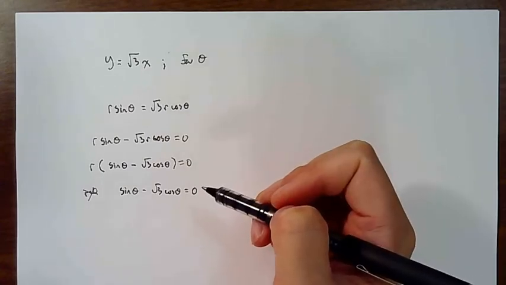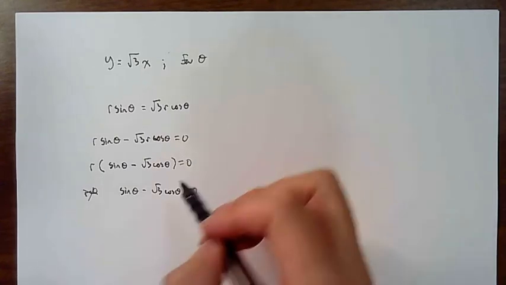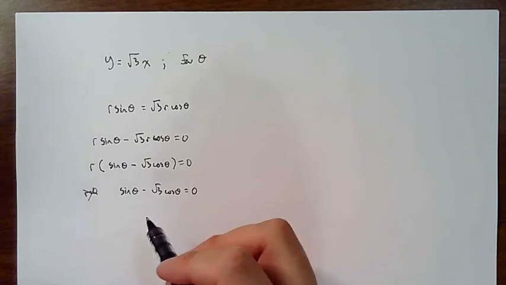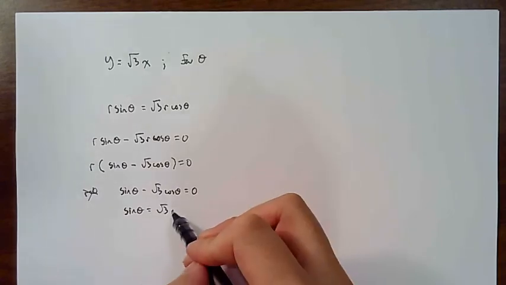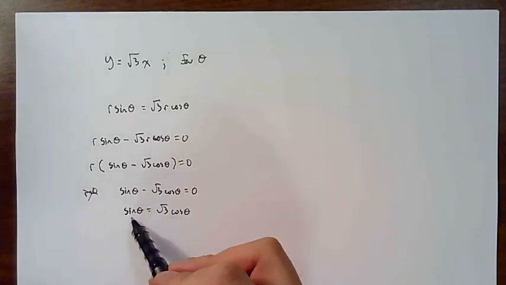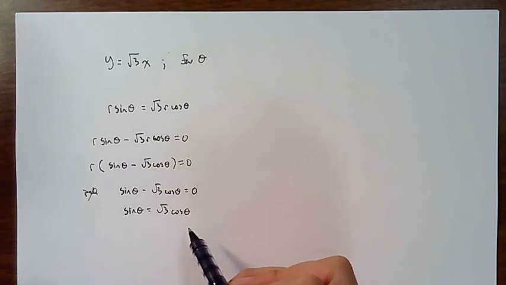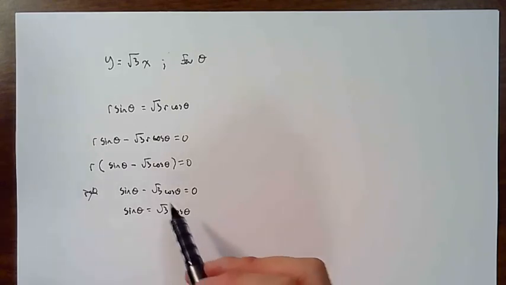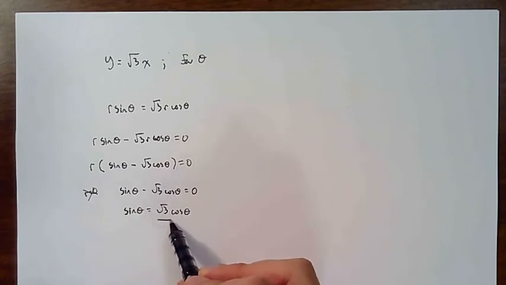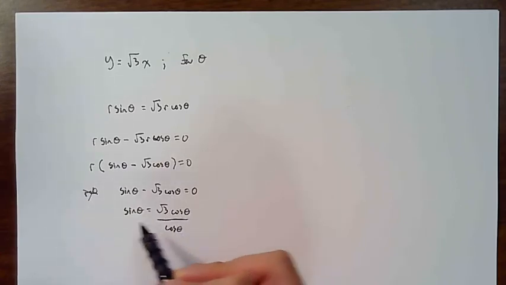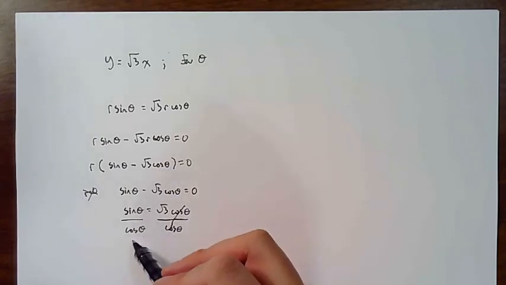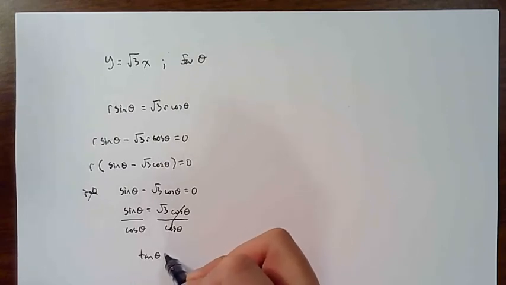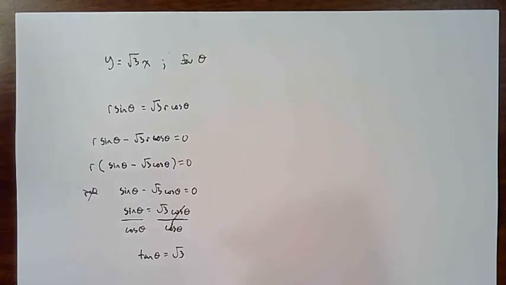At this point, we may seem a little bit stuck, but we're going to use a little bit of a trick here. We're going to add this back over and then do some division. So if we add that term over, we have sine theta is equal to square root 3 cosine theta. And to get our thetas on one side, instead of having them added or subtracted, I'm going to divide. So this will reduce, and sine over cosine is tan theta. So tan theta equals square root 3. We just need to solve for theta.